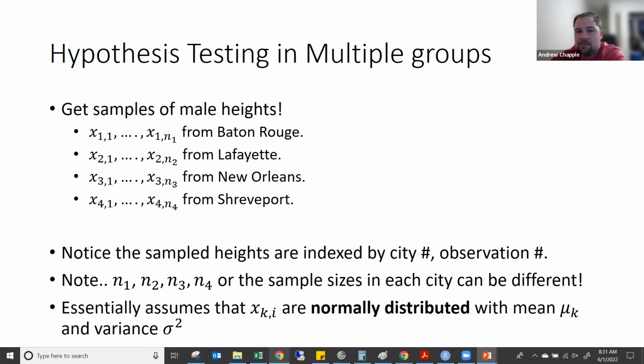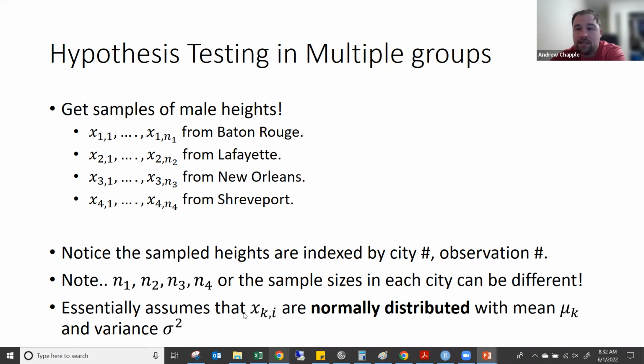So let's get how would we do this experiment. Well, I'd go around and I'd randomly sample males from each of these places. So I'd go door to door. Hey, is there a male in the house? Oh, yes. Okay, can I get your height? Sure. So I'd sample that randomly. So I could get, right, n1 observations from Baton Rouge, n2 observations from Lafayette, n3 observations from New Orleans, and n4 observations from Shreveport. And I can get averages from all of these, right? So here I have these sample sizes in each city. They can be different. They don't have to be the same size in each city.